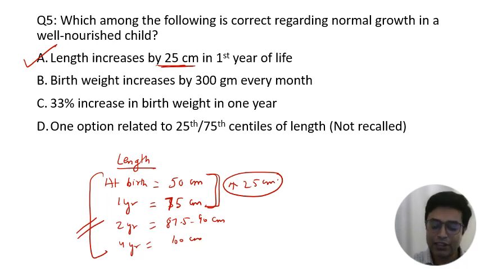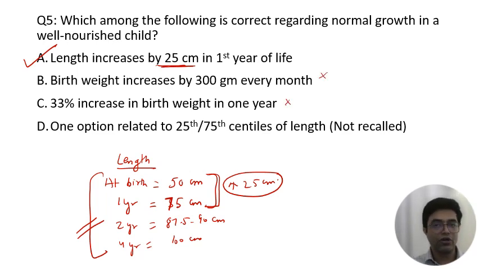Regarding other options, birth weight increases by 300 grams every month. That is not correct. Please remember that initially birth weight declines in the first week of life. Then around the 10th day of life, weight of the child becomes equal to birth weight, and then the child starts gaining about 20 to 40 grams per day till 3 months of age. Only beyond 3 months the child starts gaining about 400 grams a week. It is not 300 grams, it is 400 grams, and that too after 3 months. That pattern, I'm not writing it here because the video will become very long. I don't want to prolong this discussion, but it is mentioned in your notes, and that is why option B is not correct. A 33% increase in birth weight in 1 year is also not correct.